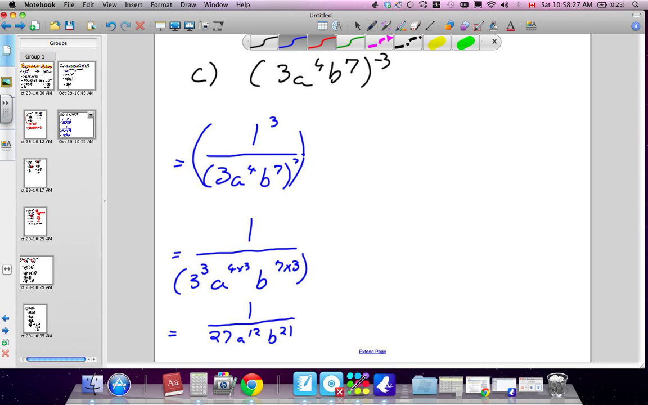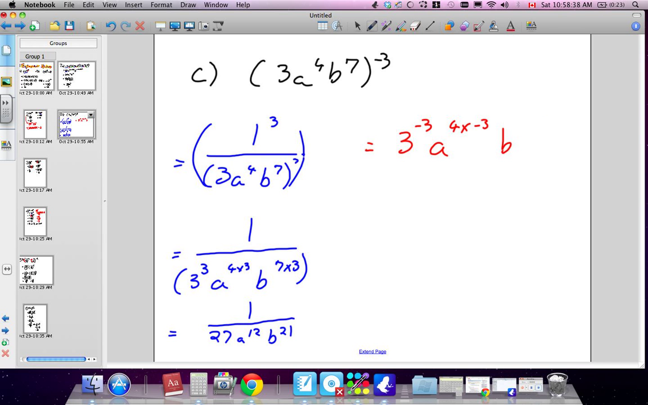Other way we could have done this question is we distribute it first. Okay? So let's say we distribute it first. We got 3 to the power of negative 3, a 4 times negative 3, and b 7 times negative 3. Okay? So if I were to make this negative, well, I want these answers to be positive numbers, right? So I'm going to think of these individually as their own terms, okay? So I'm going to just separate these quickly.